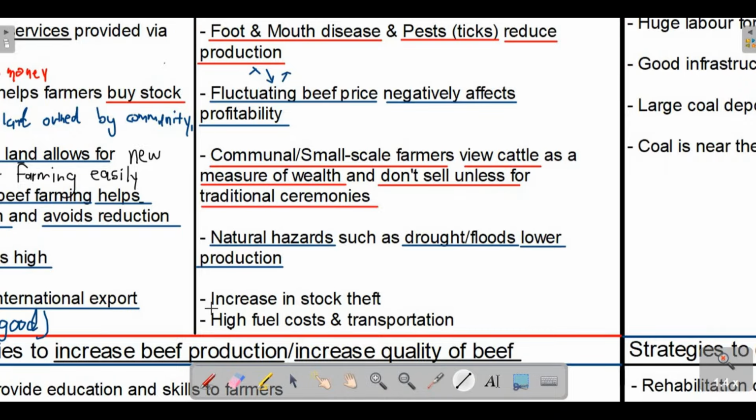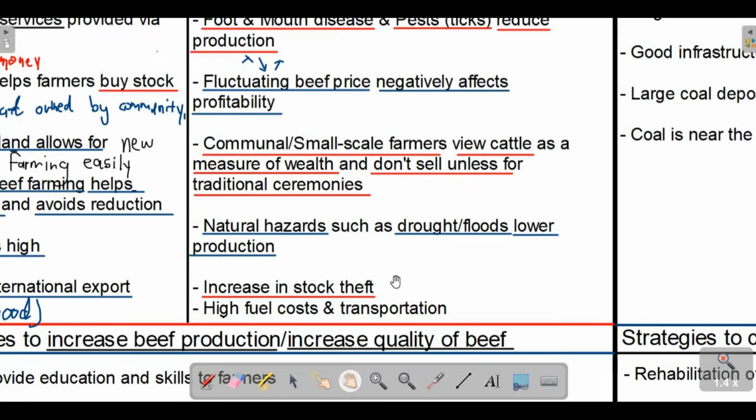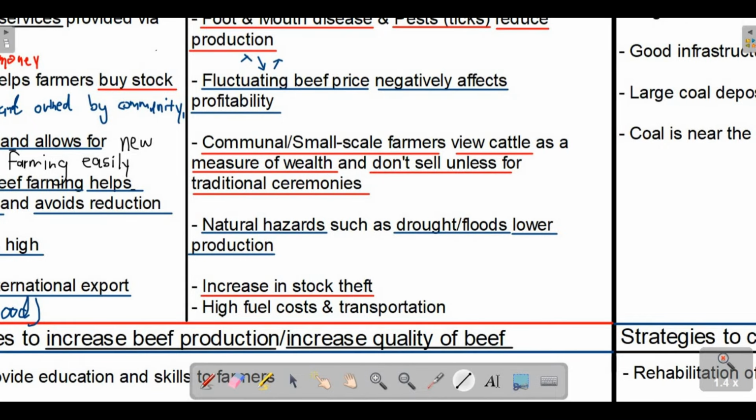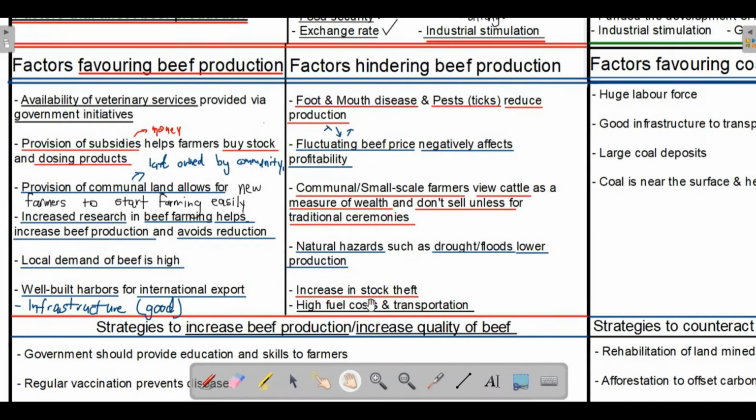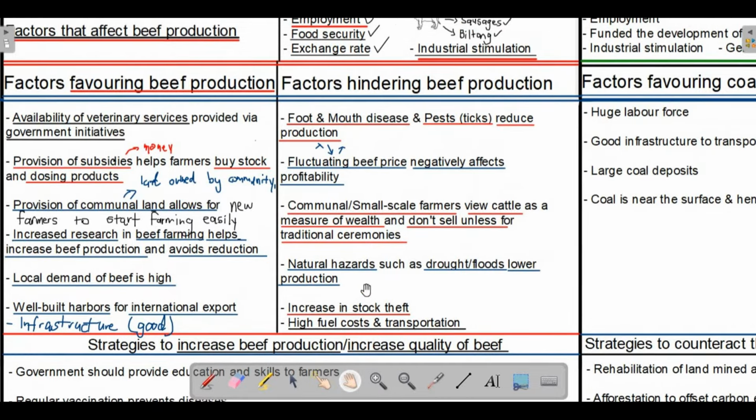You also have this increase in stock theft and these things of protection fees. Okay, so those really destroy a business, guys. It's so sad that this is happening. There's high fuel costs and transportation. So fuel, it's costly, and because you always have to use transport to transport your animals, transport is costly as well. And so this affects your profitability because this goes into your expenses as a business.